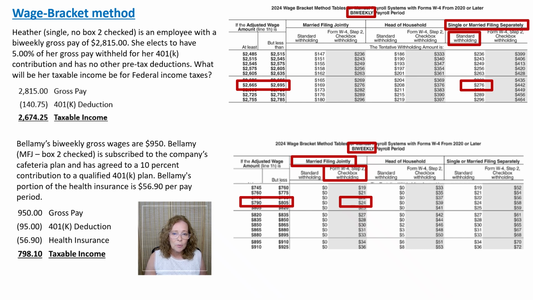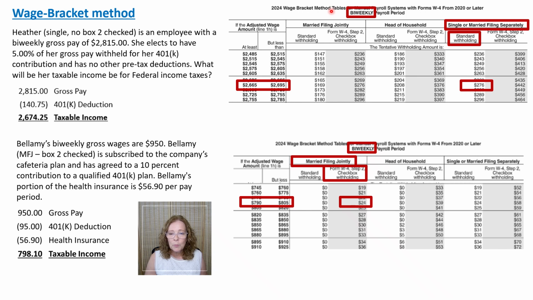Let's look closer at this specific portion of the tax table. First, at the top, it shows the title, 2024 Wage Bracket Tables for Manual Payroll Systems with Form W-4 from 2020 or later. Below, and it's very important that you check this each time, is the time period.